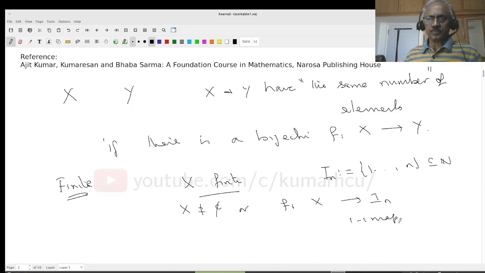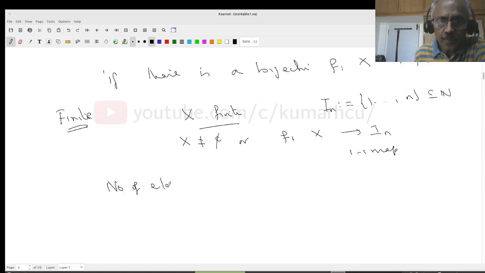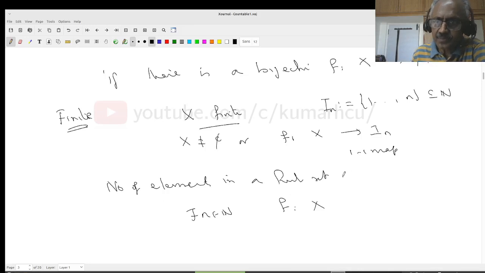Okay, you understand that? This is a 1-1 map into this. Then I say it is a finite set. Now the important thing is I want to say what is the number of elements in a finite set. What is the obvious thing? The obvious thing is, if it is non-empty, there is an n in the natural numbers such that there is a bijection.